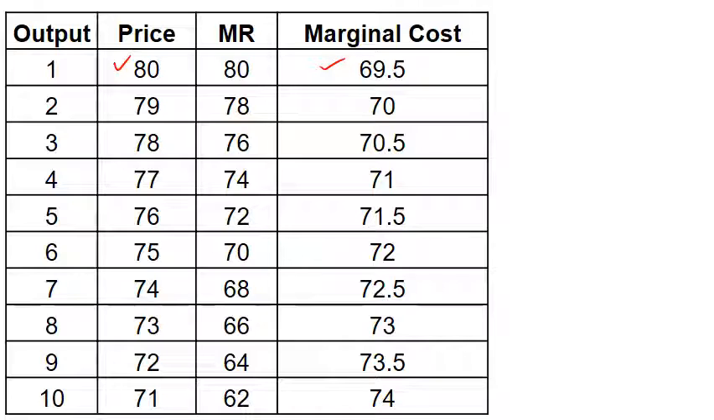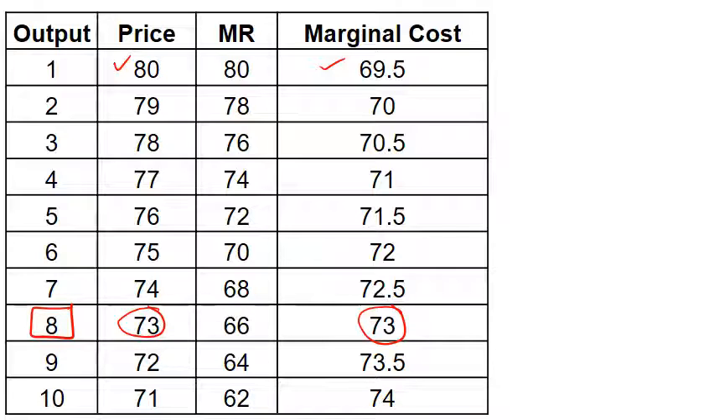We know that a competitive industry would increase output when price is above marginal cost. It's going to keep on going, increasing output until we get price of 73 and marginal cost of 73. So in perfect competition, the output would equal 8.